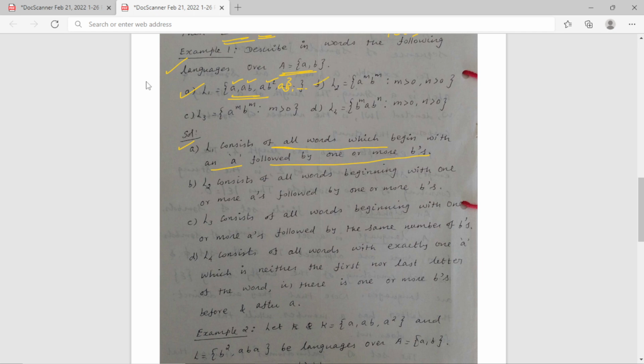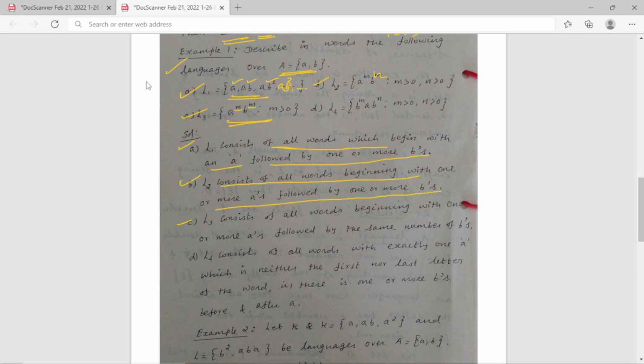Let me move on to the second one, L2, the second language. L2 is equal to a power m, b power n, such that both m and n take values greater than 0. How are we going to describe this in words? L2 consists of all words which begin with one or more a's followed by one or more b's. Next, let me move on to the third case, L3. L3 consists of the set of strings of the form a power m, b power m, such that m is greater than 0.